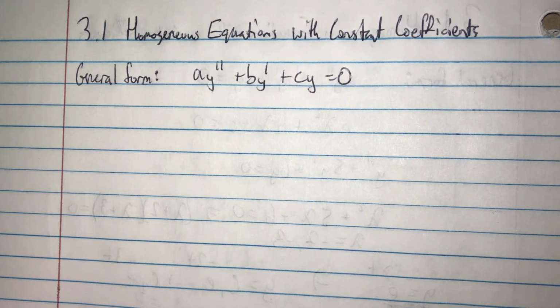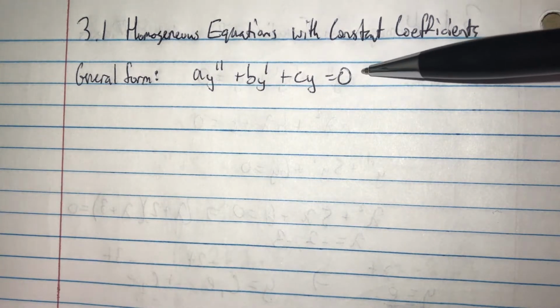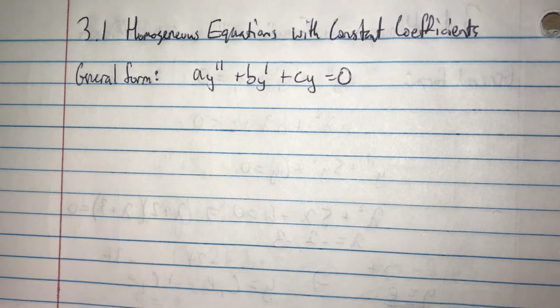Welcome to Differential Equations, Chapter 3, Section 1, Homogeneous Equations with Constant Coefficients. In this section, we'll be dealing with problems with the general form ay'' + by' + cy = 0. We notice it's homogeneous because of the 0 on the right-hand side. If there was some function or a constant, it would not be homogeneous.